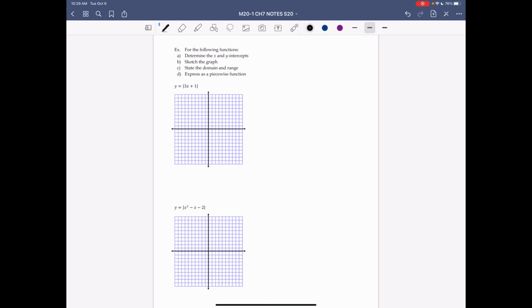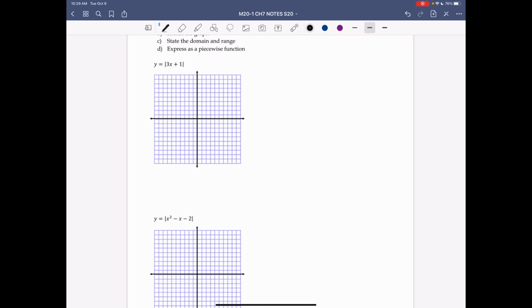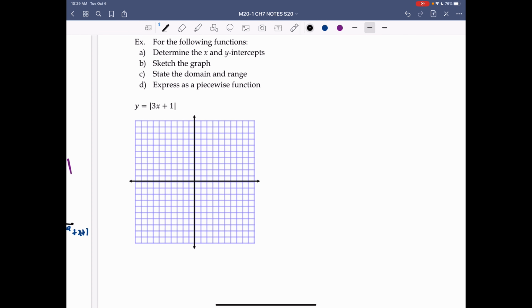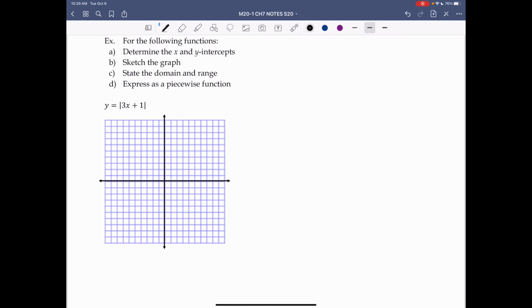For the following functions, A, determine the x and y intercepts, B, sketch the graph, C, state the domain and range, and D, express as a piecewise function. First one is the absolute value of 3x plus 1. Determine the x and y intercepts.